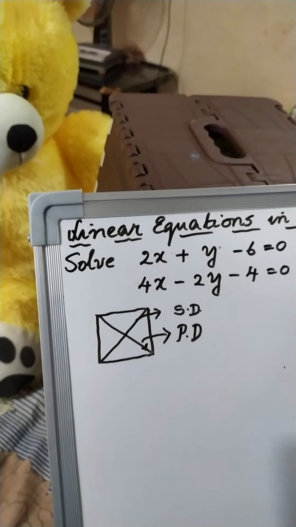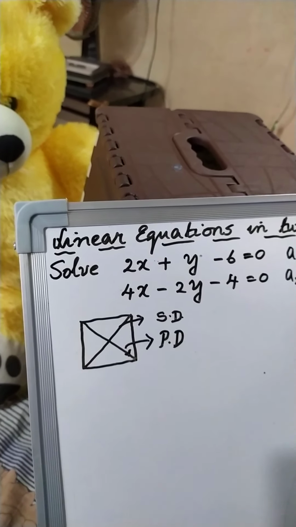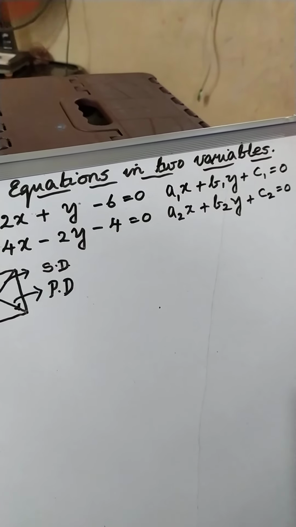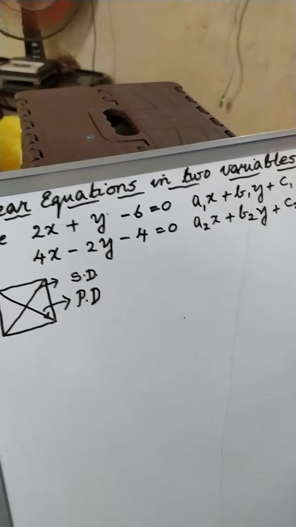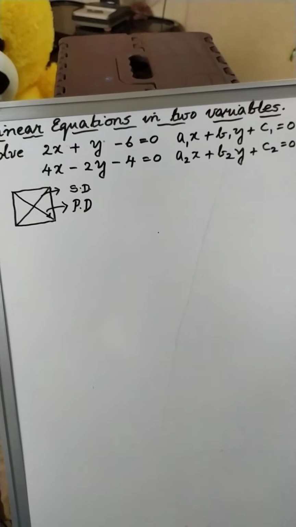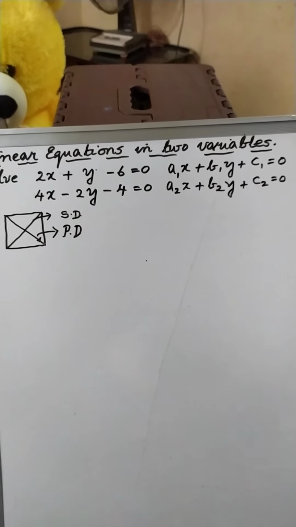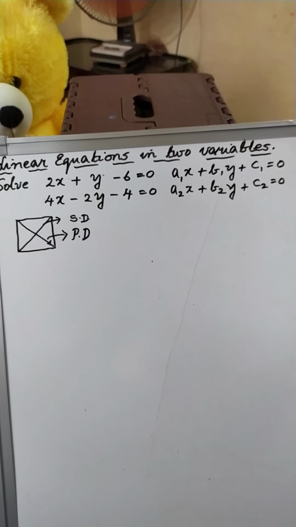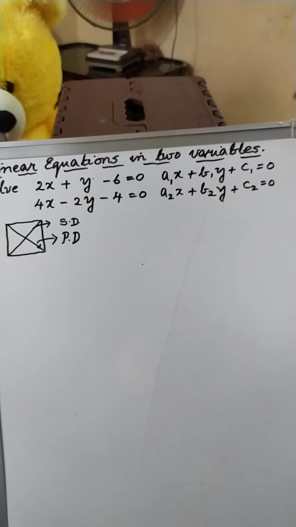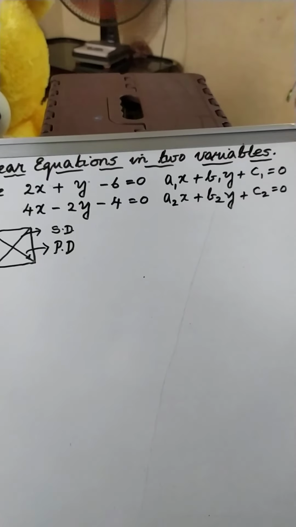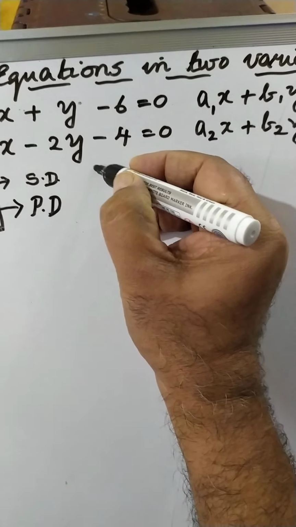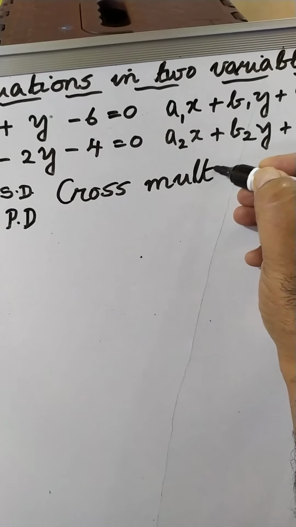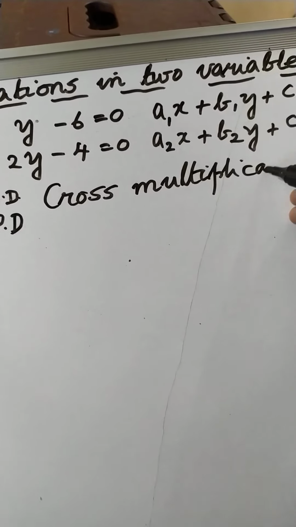We can solve these two linear equations in two variables by using cross multiplication method, substitution method, and also elimination method. And of course, we can solve them graphically as well. First, we will choose the cross multiplication method.